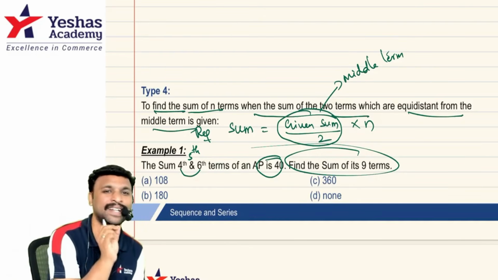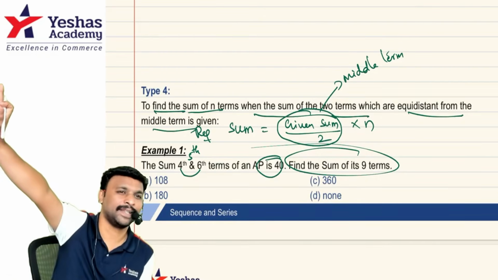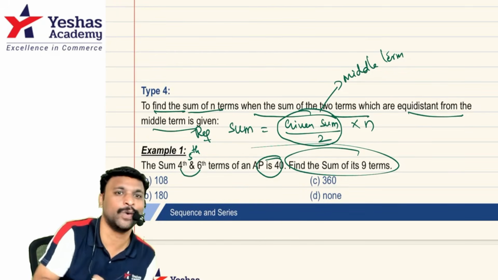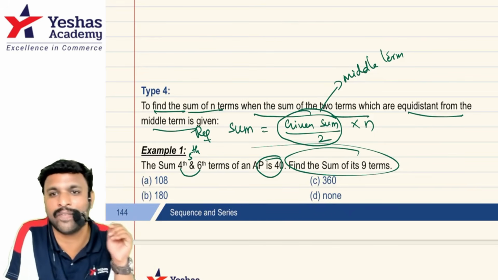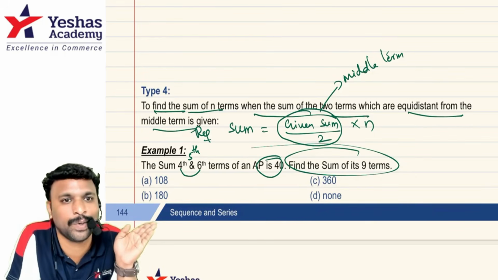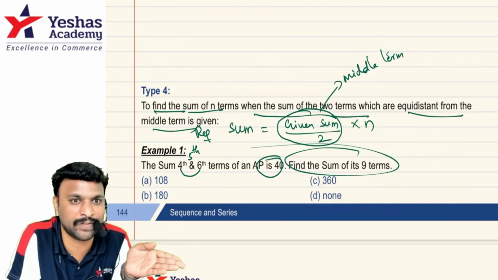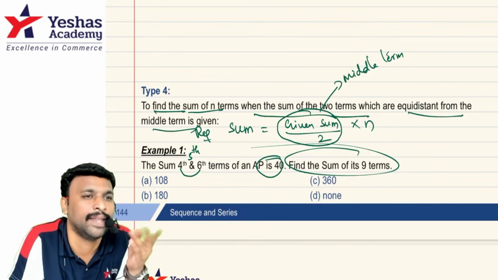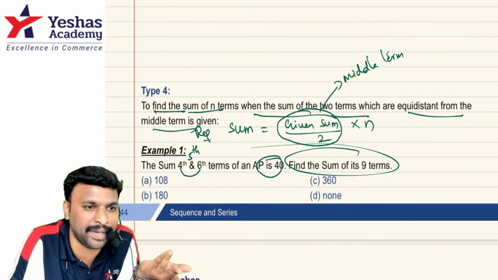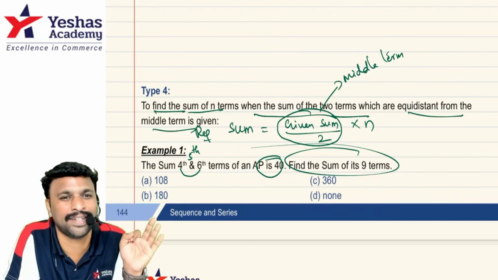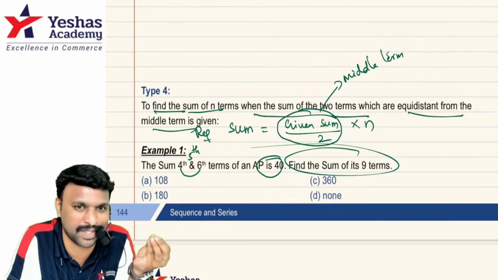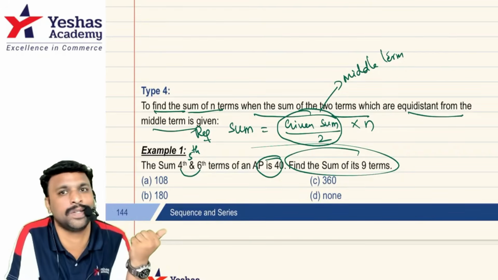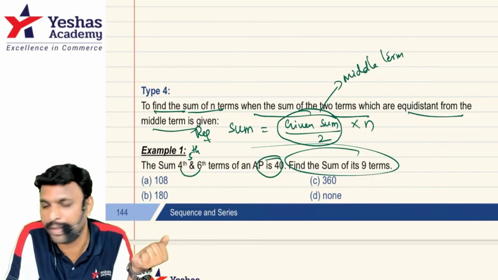Guys, are you understanding the question? 9 terms are there, so the fifth term is the middle term. Definitely 5 is equidistant from 4 and 6, or 4 and 6 are equidistant from 5. Yes or no? So when this is satisfied, only then can I do required sum is given sum by 2 into n. That given sum by 2 is nothing but the middle term. Have you understood? Rather than by-hearting this, remember the middle term concept. If you know it, you can easily solve such questions. Clear, everyone?